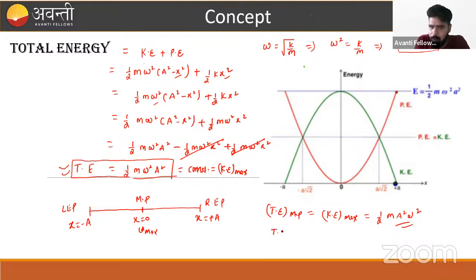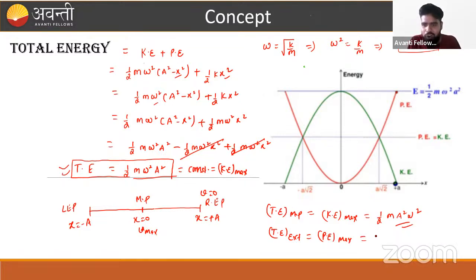At the same time, if you want to calculate the total energy at the extreme position, what is the total energy? Sir, extreme position means speed equal to 0. It means kinetic energy equal to 0. So whatever energy there is is because of the potential energy. It means potential energy is maximum at the extreme position. Is it clear why kinetic energy is 0 at the extreme position? So all the energy is due to potential.